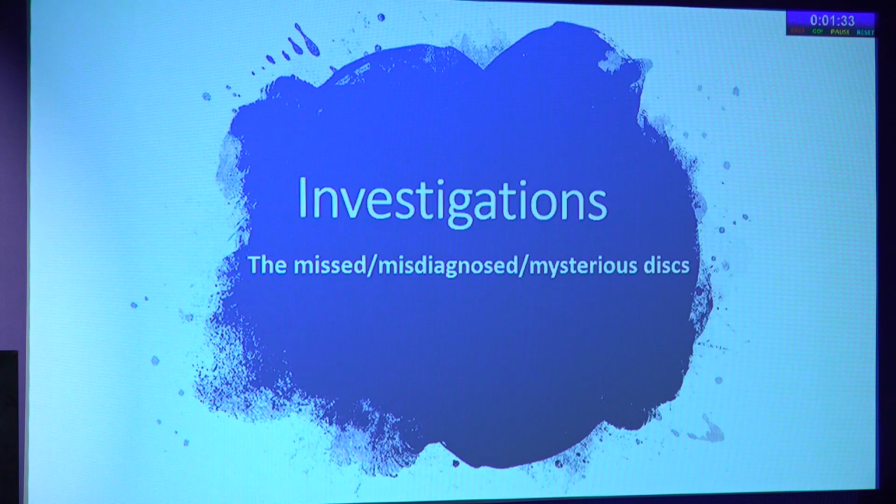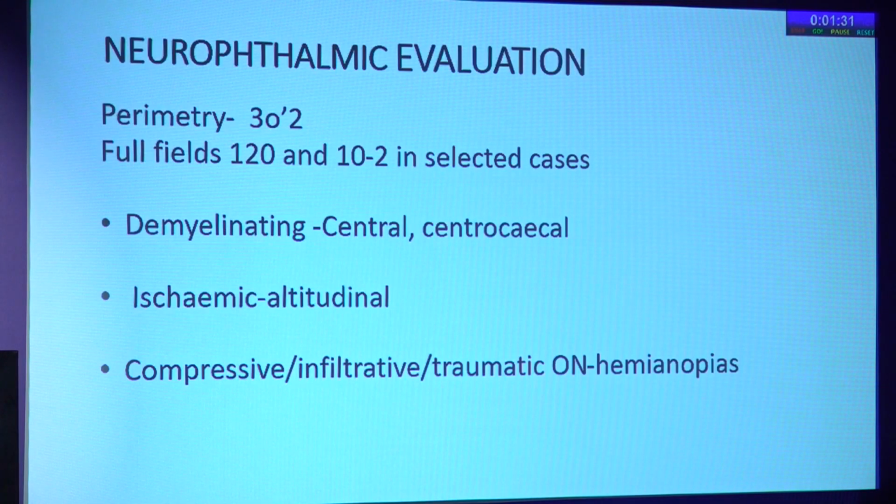Now coming to the investigations that can help you, we all rely on perimetry. Most of the time a 30-2 is fine. Just remember that the metabolic causes and the demyelinating ones usually have a central and centrocecal defect.